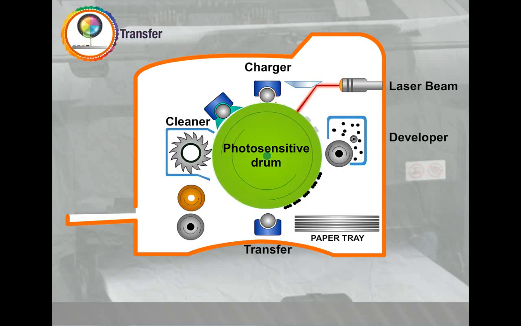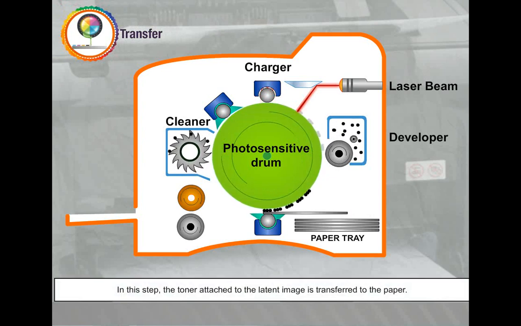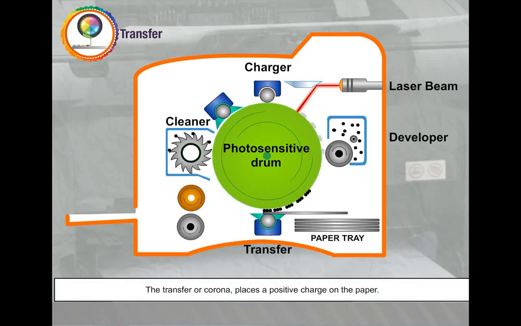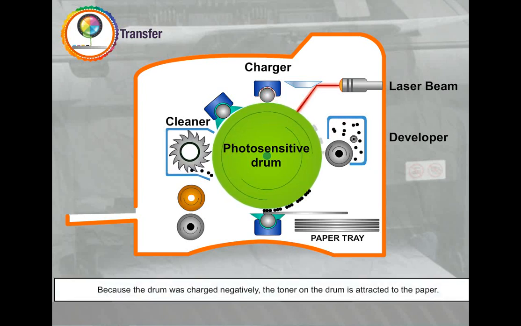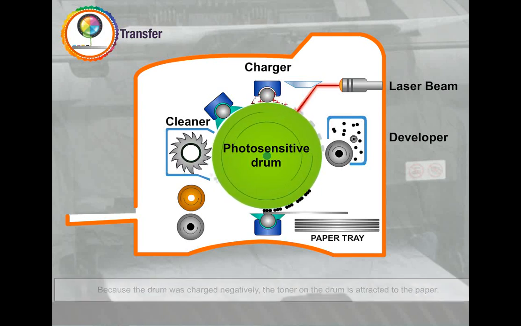Transfer. In this step, the toner attached to the latent image is transferred to the paper. The transfer corona places a positive charge on the paper. Because the drum was charged negatively, the toner on the drum is attracted to the paper.